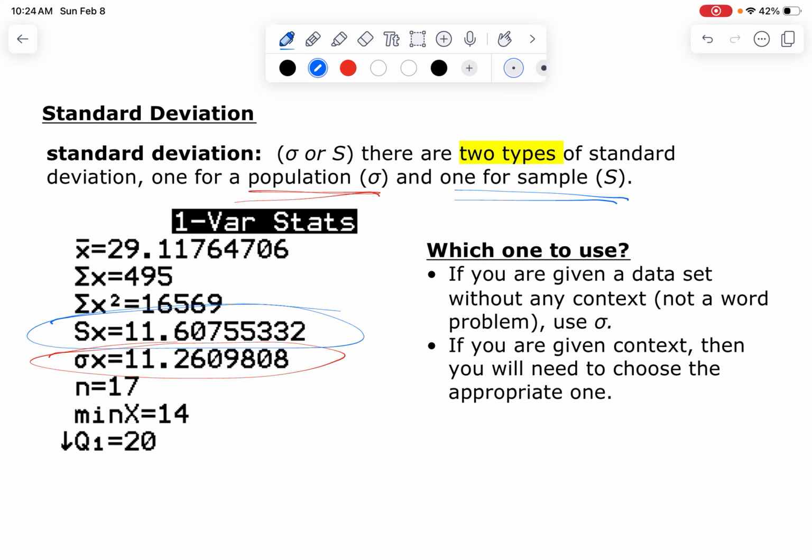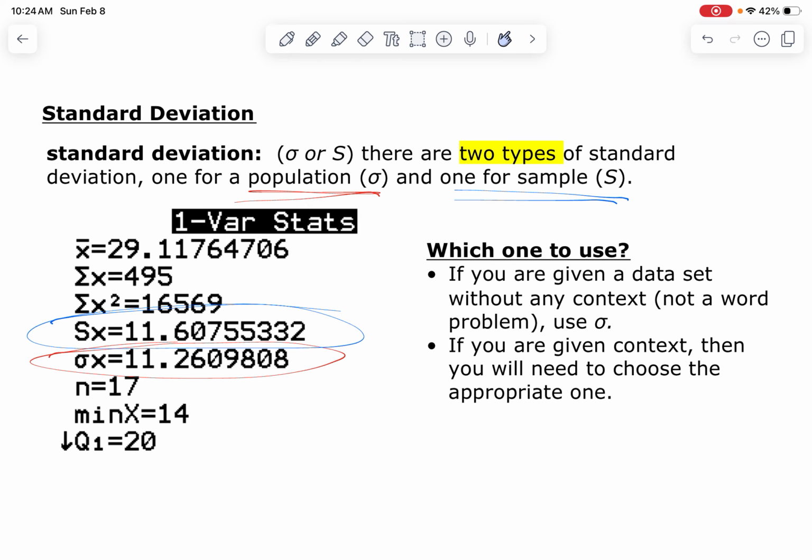So which one do you use? Well, if you are given a data set without any context, in other words, not a word problem, generally we're going to use the population one. So that's important. If you are given context, then you are going to need to choose the right one. So if you have a word problem, you're going to need to determine which one you should be using. If they say we did an entire population or a total or whatever, then you're probably using the population one. If they say we did some of these, then you're going to use that sample one. So hopefully that makes sense.